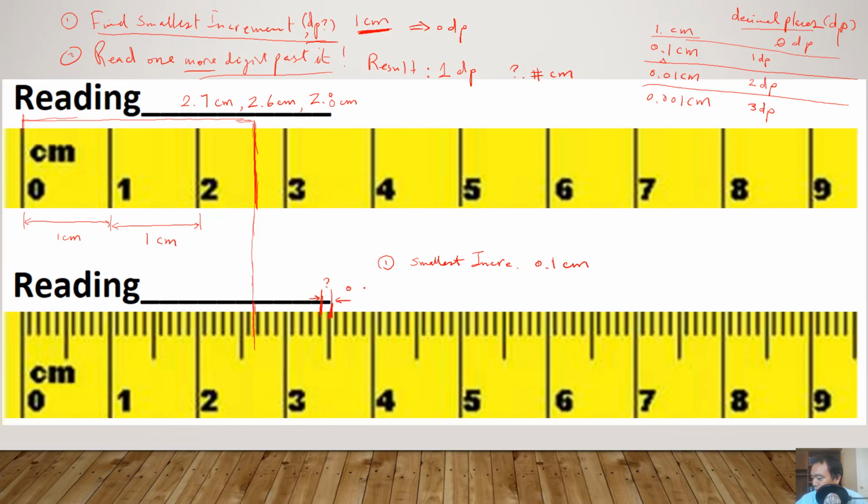That's 0.1 centimeter. Between the neighboring lines, the amount it represents, that's the smallest increment. So in this case, that's 0.1 centimeter. And before you start measuring, I want you to always analyze the ruler first. Find out the number of decimal places in that smallest increment for this instrument, then you know the format of the result should have one more decimal place. Then you will never make a mistake again.